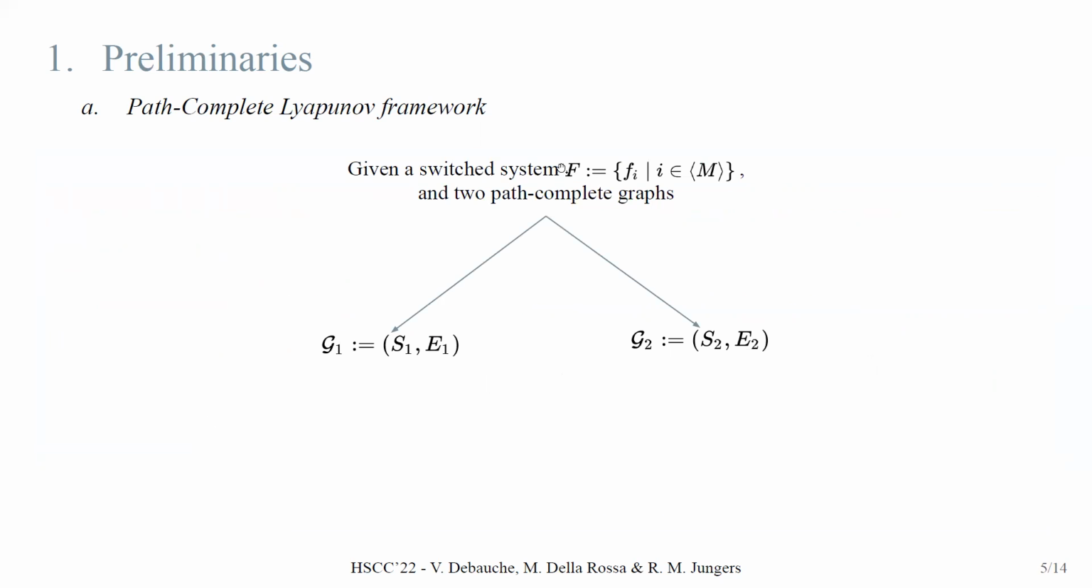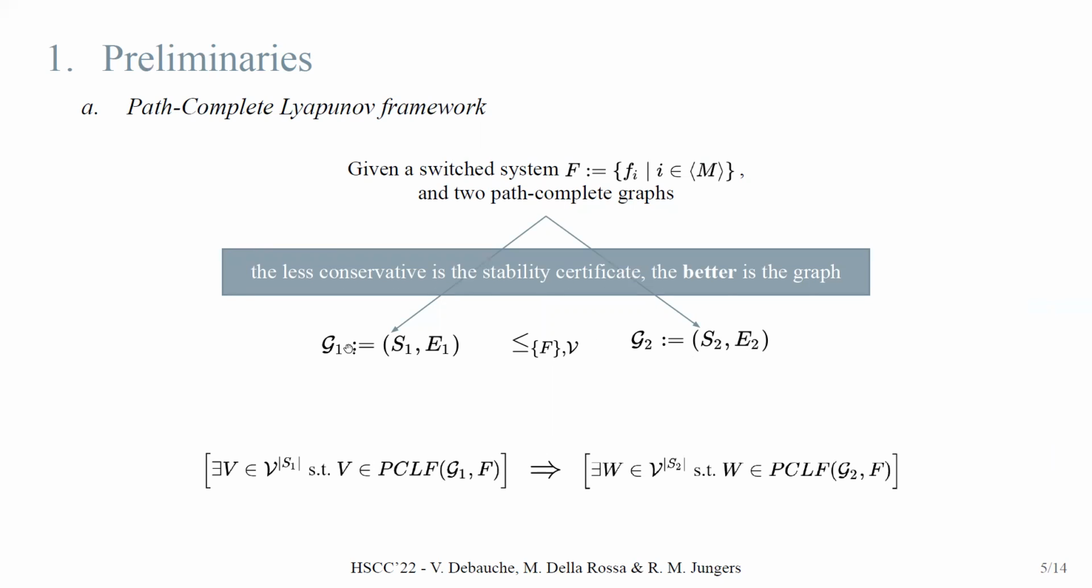So assume, for instance, that you have a switch system and you want to prove that it is stable. And to do that, you have the choice between two path-complete graphs, G1 and G2. So intuitively, you will prefer the less conservative one. So formally, we say that G2 is better than G1 with respect to a template V and a switch system F, if and only if, as soon as we have a solution in the template for G1, we have a solution in the template for G2 as well.